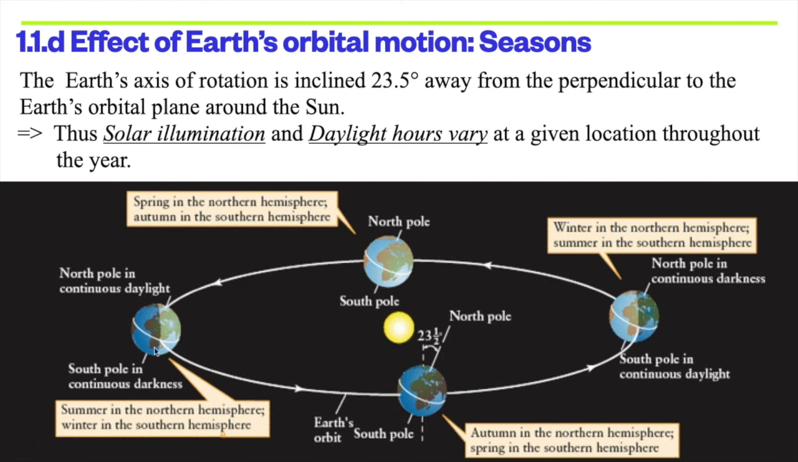See, here the north pole is tilted towards the Sun, and here the south pole is tilted towards the Sun. So during this time, the southern hemisphere gets less light and the northern hemisphere gets more light. During this time, it's the other way around. And at these two points, both the northern and southern hemispheres get equal light from the Sun. So these are spring and autumn times. This is summer in the northern hemisphere and winter in the southern hemisphere, and here it is winter in the northern hemisphere and summer in the southern hemisphere.